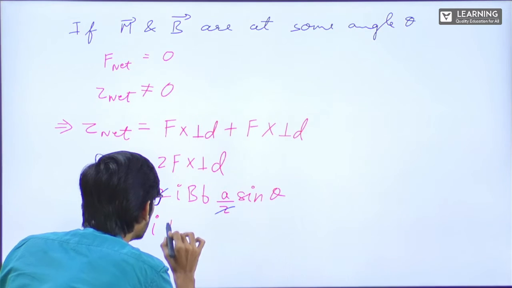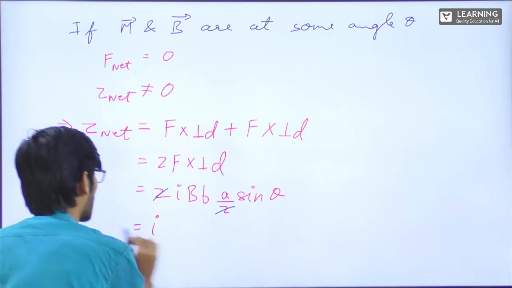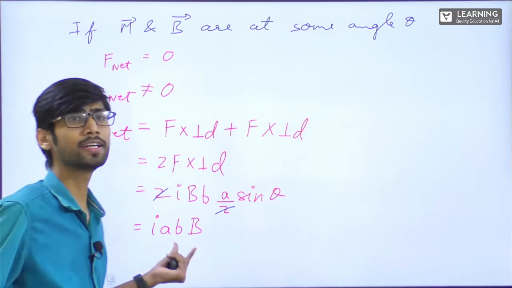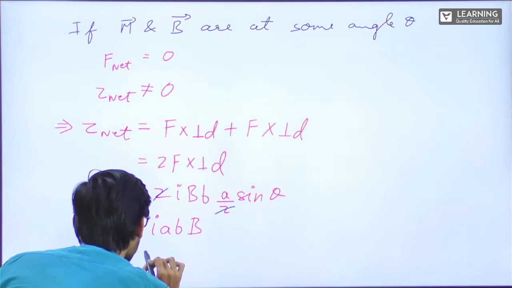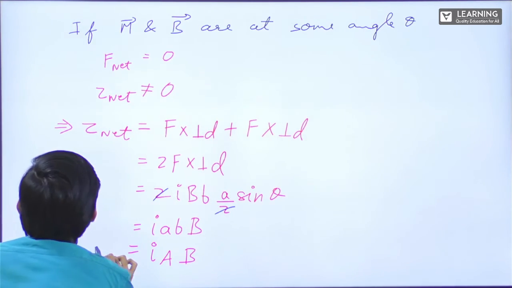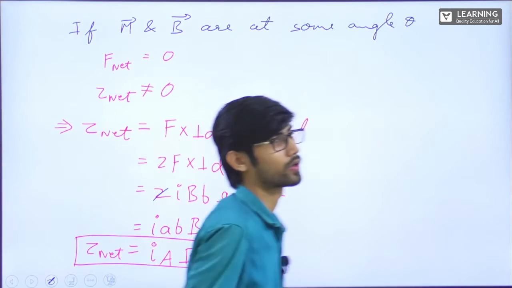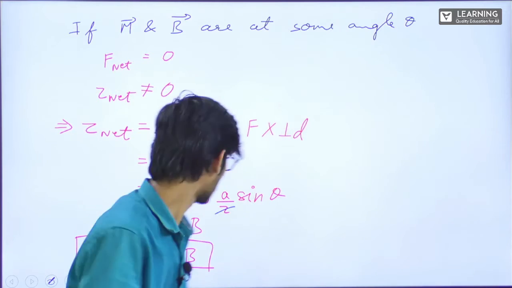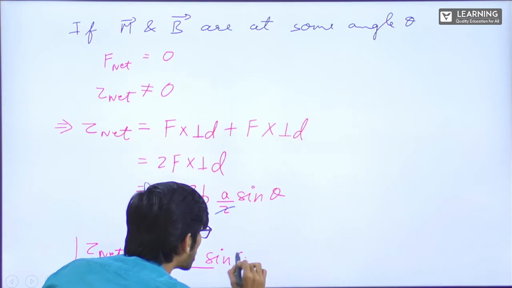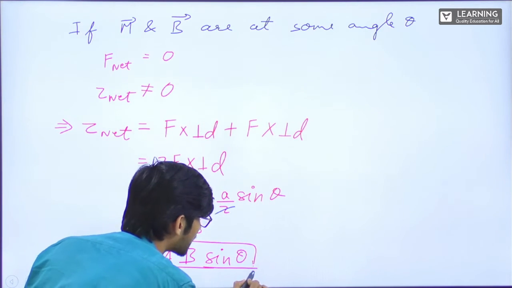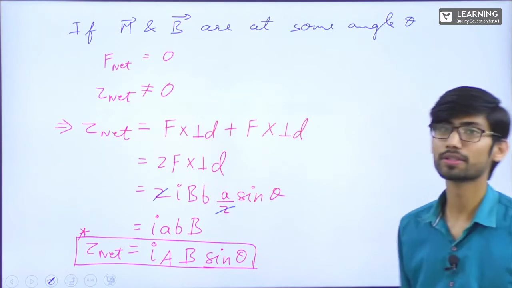I into B into A, or I can write it as I A B into B. What is this A into B? This is the area of this rectangular loop, right? So this is I into A into B, that is torque net. Clear? Sorry, sine theta is also there. I A B sine theta. Very, very important. Again, even at 2 in the night this formula should be remembered. I A B sine theta.